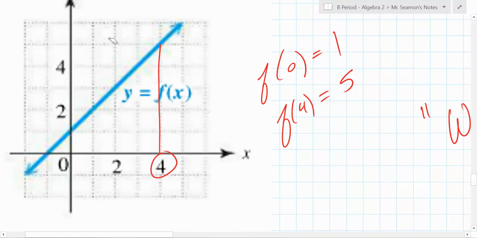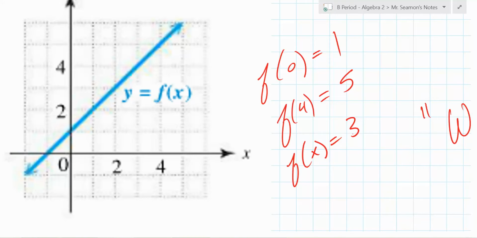So ready, I'm going to reverse this a little bit. I'm going to say this. F of what is 3? Can someone raise their hand when they have that answer? F of what is 3? What is it? 2. It is 2. Because f of what is 3?